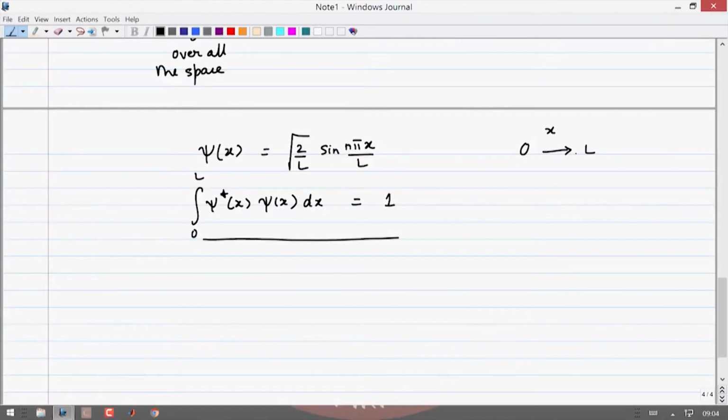You can do that between 0 to L, or minus L by 2 to plus L by 2 if you want to be symmetric, or any finite region.